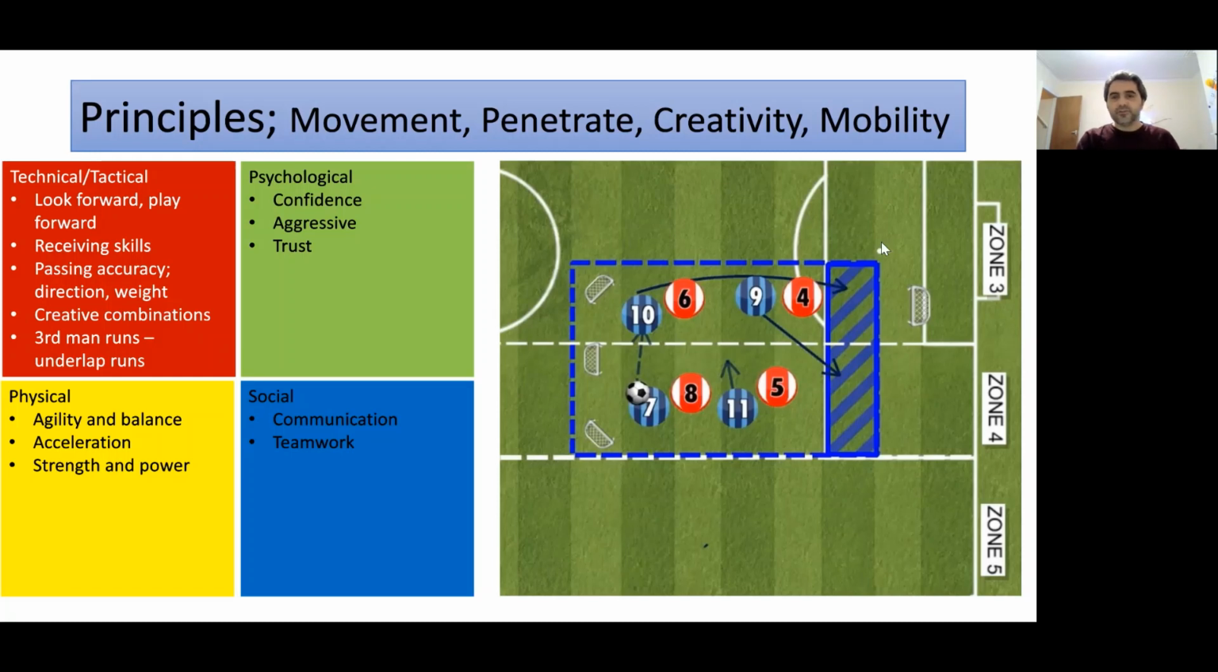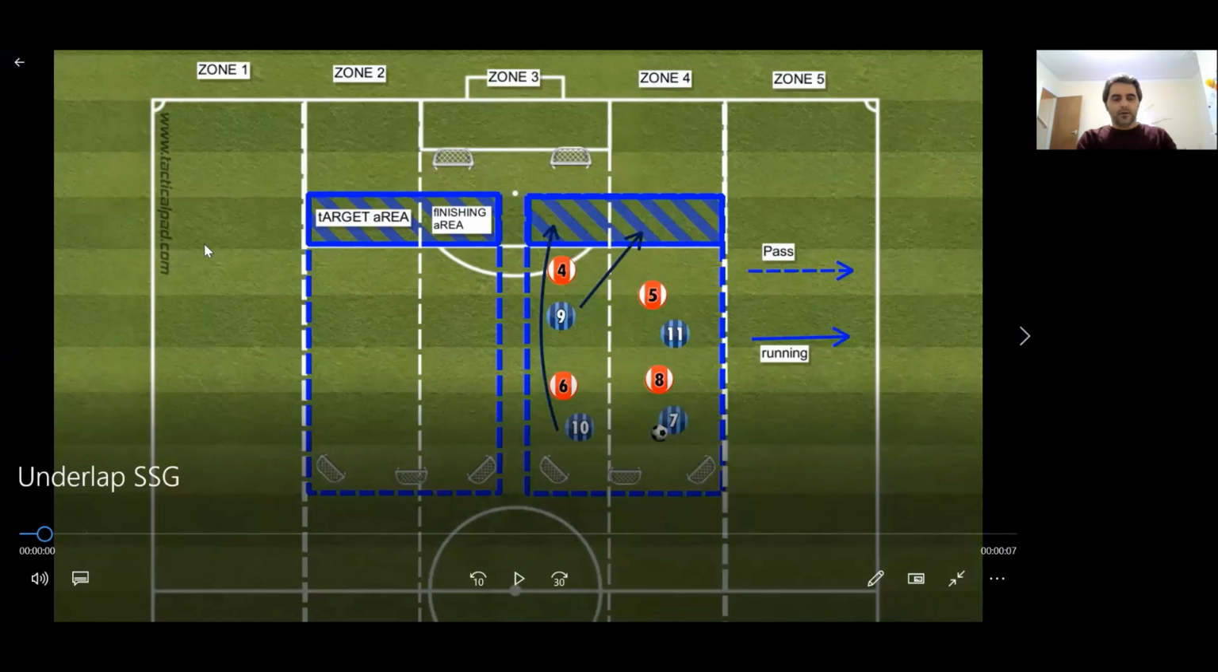And our principles, we have 4 principles for this game. And movement, as you see, as I explained: penetrate, pass, play forward. Creativity, this is important. And mobility, we need to be mobile in the game. And let's talk now about the animation. I'll now share the animation about this game, and then let's discuss it a little bit.